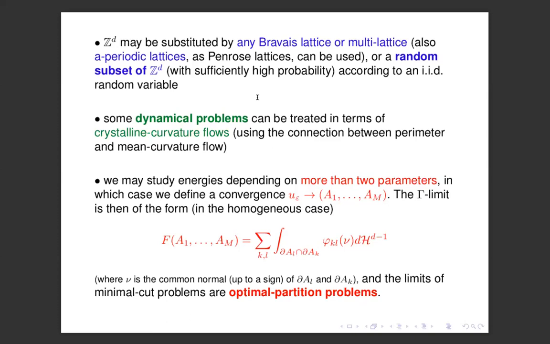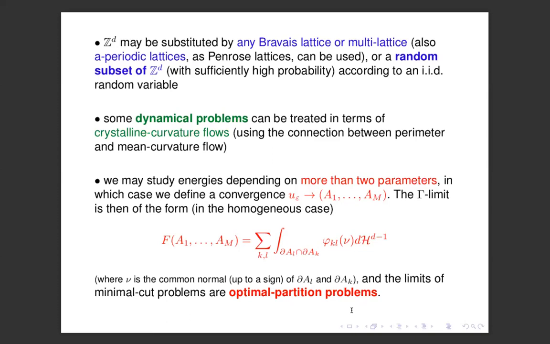You can also have some dynamical problem treated, but that's another story. Or you can have more than 2 parameters. And then in the limit, you get an optimal partition, not just an optimal interface problem.